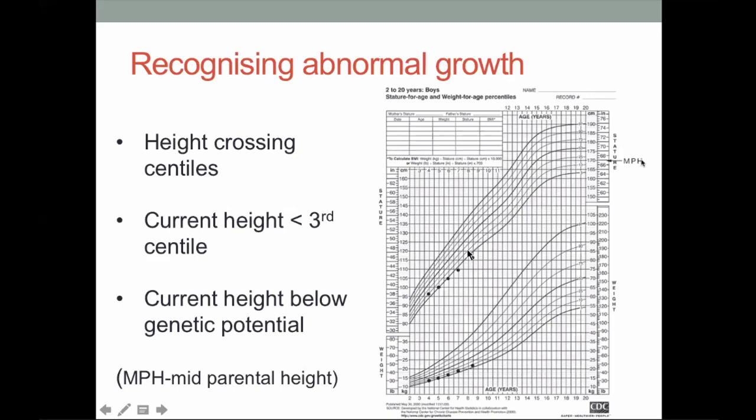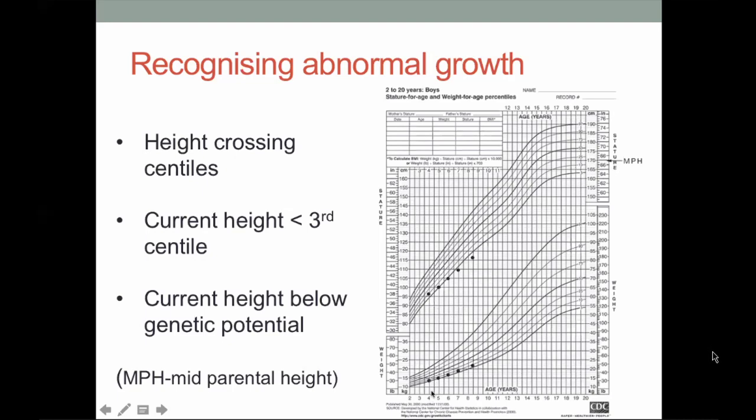And did you all notice this mark here, mid-parental height? MPH stands for mid-parental height. So this is what you would expect, and we'll look at how you calculate that. This is his genetic potential. Depending on his mother and father, this is the height you would expect him to be. So actually his height should be growing along the 10th to 25th lines. Though he starts off somewhere there, he is now deviating downwards below his centile genetic potential as well, right?